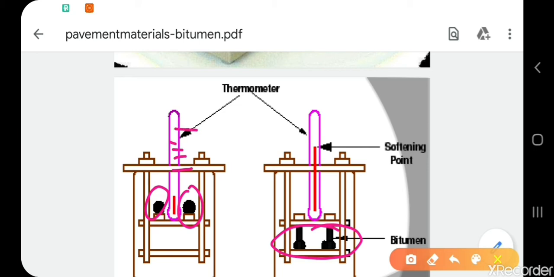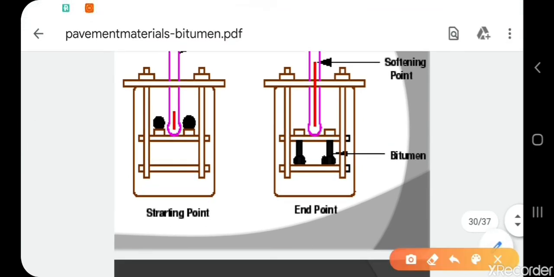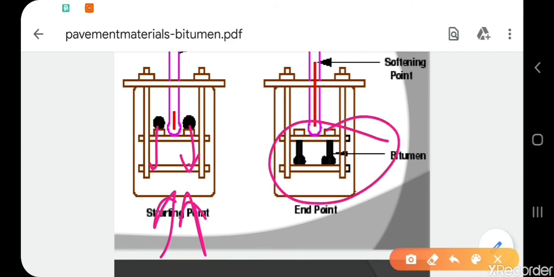As the temperature goes on increasing, here we can see the starting point and the end point. As the temperature increases, the balls tend to move in a downward direction. We can see here, this one is known as the end point.